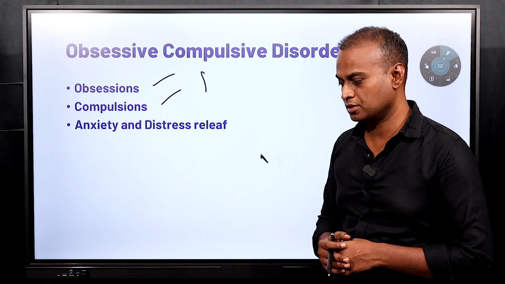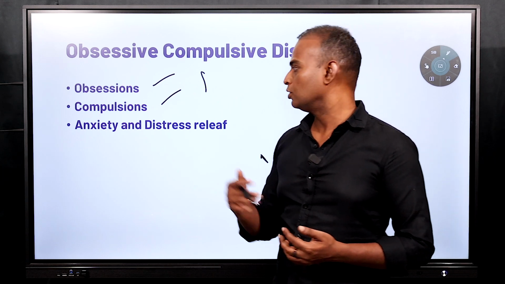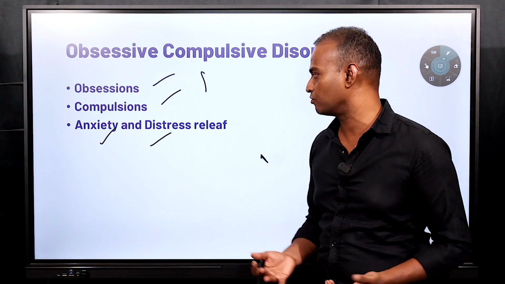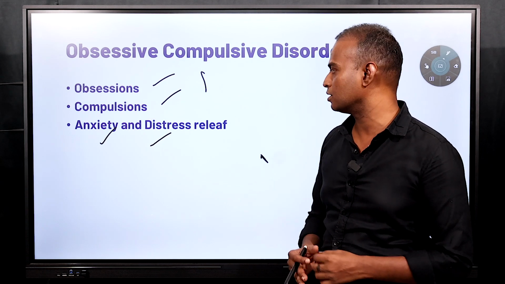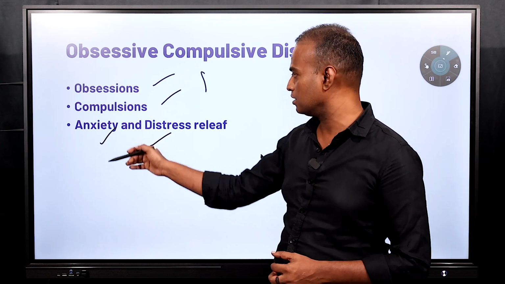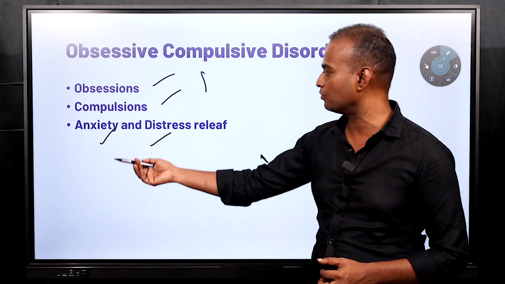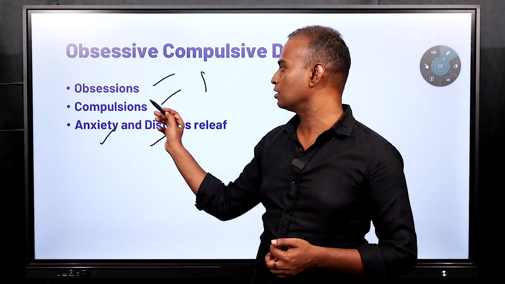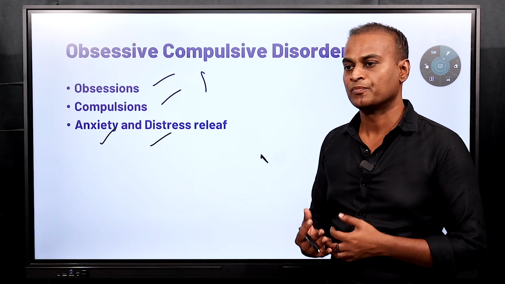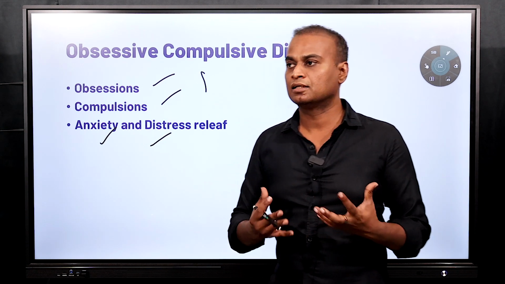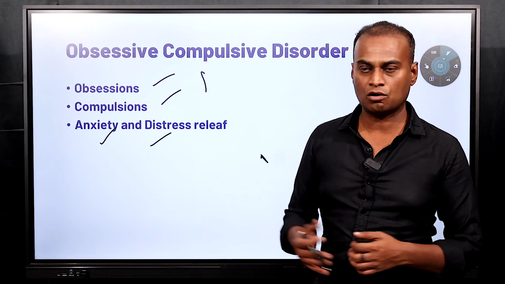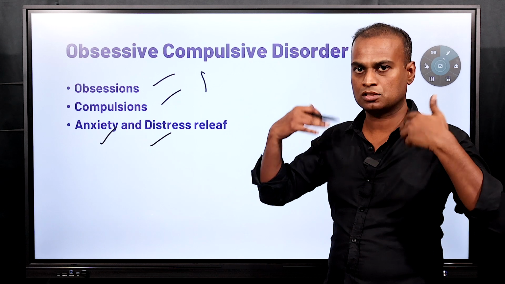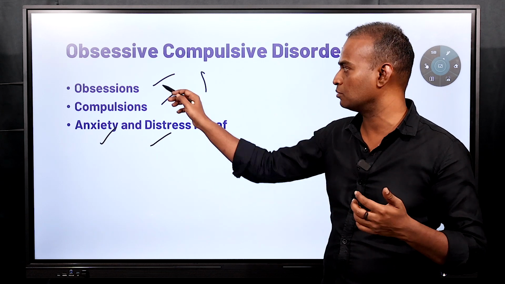And coming to compulsions, compulsions are doing something to reduce the anxiety and to reduce the distress. Distress means severe form of anxiety or stress, you can say. To get relief from anxiety or distress, this person is indulged in compulsions. Compulsions means doing something. For example, he gets the anxiety that the door is not locked, or his hands are not washed properly. He gets those thoughts again and again as obsessions.